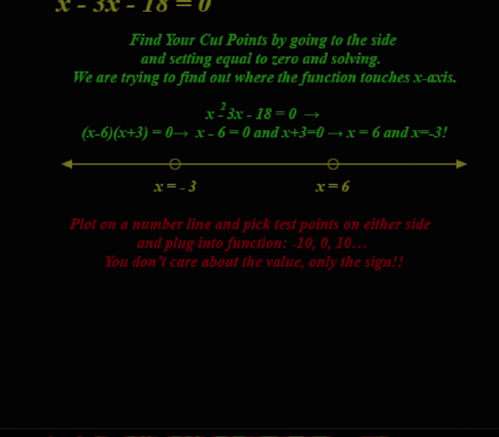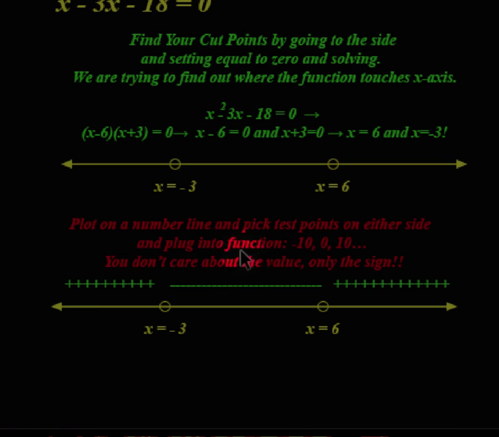So now, once we find our test points, we plot again. And this time we're going to put some pluses and minus signs to indicate what the test numbers are going to do. So if you do this correctly, you'll see that this is what you get. Now let's confirm. Negative 10, if I plug it into the factored form, I can see negative 10 minus 6 is a negative number. Negative 10 plus 3 is also a negative number. So two negative numbers multiplied together gave me this positive.